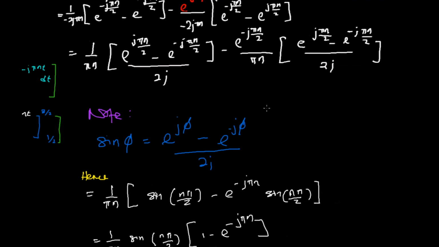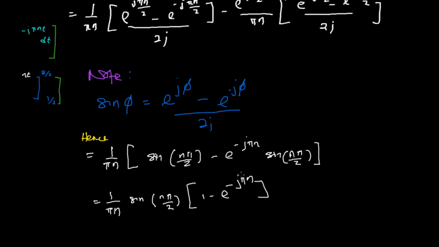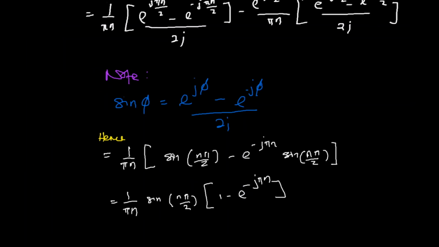The next thing you have to take note of is 1 over pi n. After this is repeated twice, we can do the factorization, so we take it out, and this is what is left. You can take out the common sine here, which leaves only 1 minus exponent negative j pi n. This is what we have left. Now we're going to look at how to simplify this further.